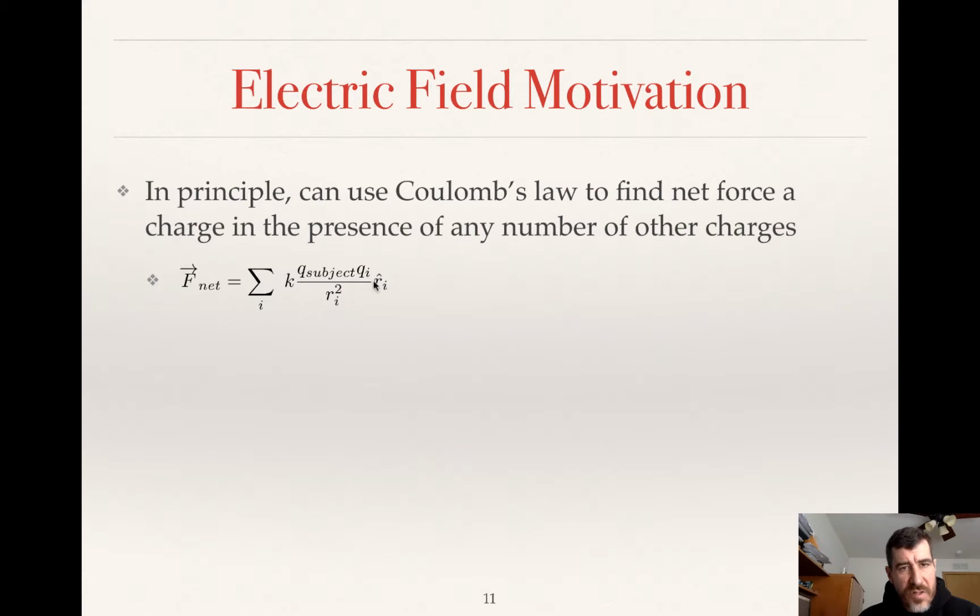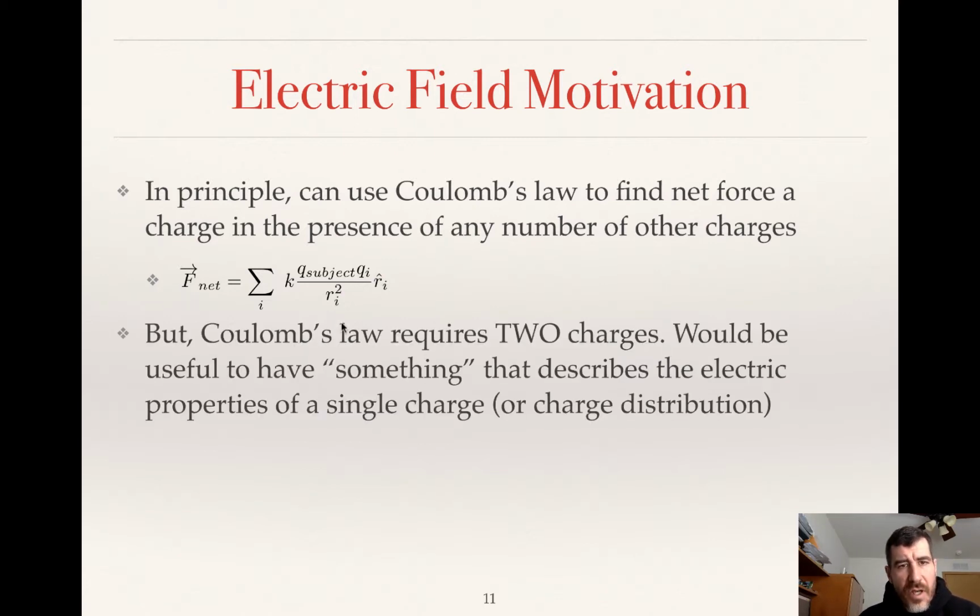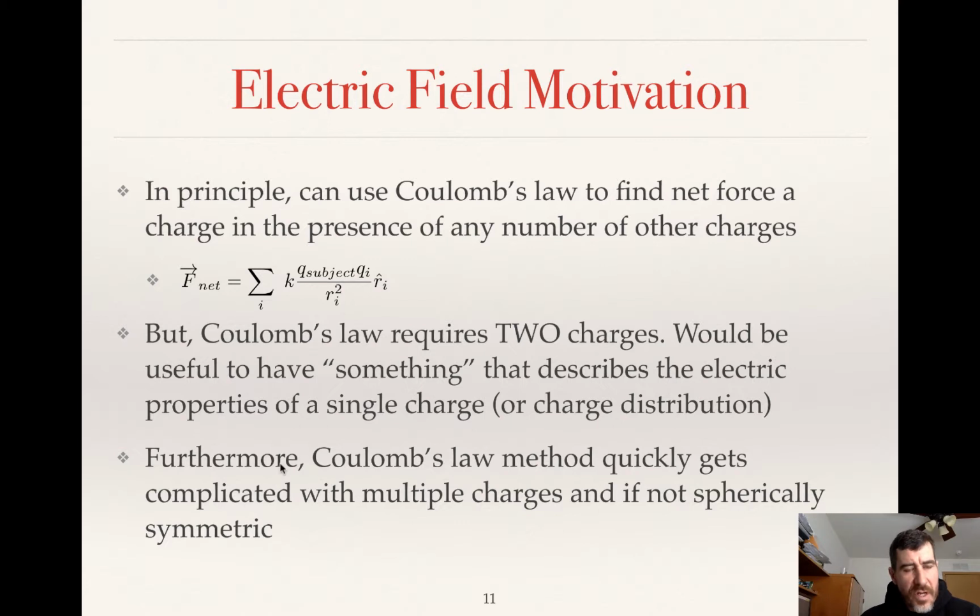So we've got our net force, so it's just the vector sum of the forces from each of these individual charges. One other thing to note though, Coulomb's law always has two charges, right? So we have the charge we're interested in, the Q subject, the one we're trying to calculate the force on, and then we've got all the other charges that are actually exerting the force on this thing, those are the Q sub i's. So Coulomb's law always has two charges.